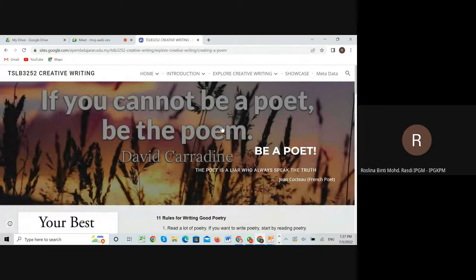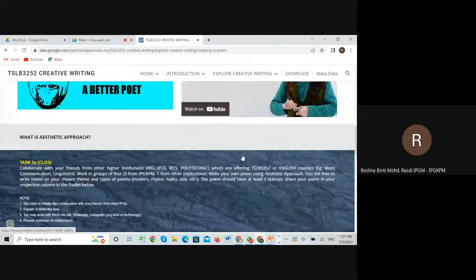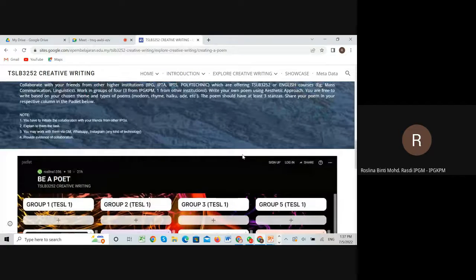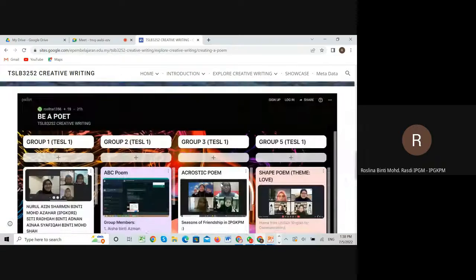Another activity in this DLO, which grabs learning partnership element, is where the students are required to produce a poem by collaborating with their friends from other higher institutions. For example, IPG, IPTA, IPTS, or Polytechnic, which are offering TSLB3252 or other English courses, for example, mass communication or linguistics. They are free to write based on their choice of theme and types of poem, and they are to share the poems in the Padlet given.